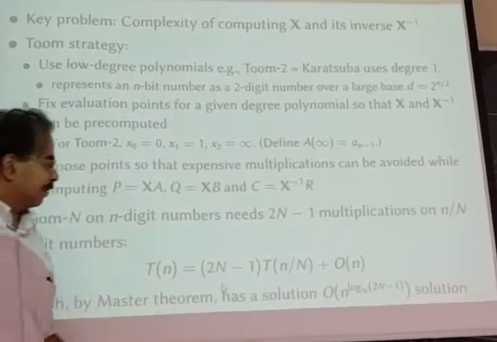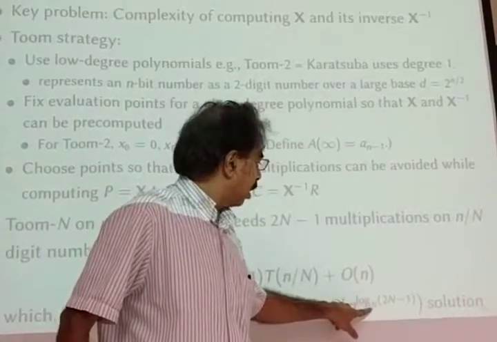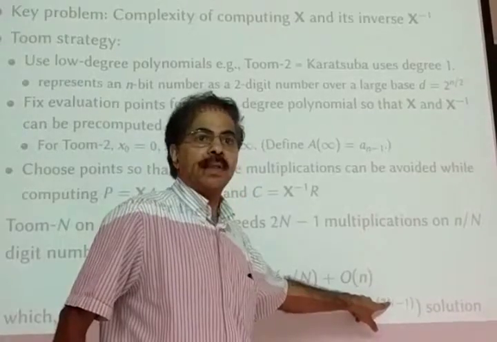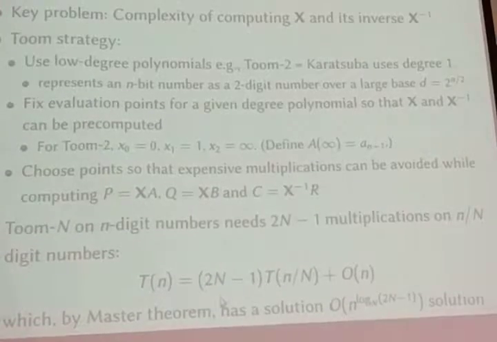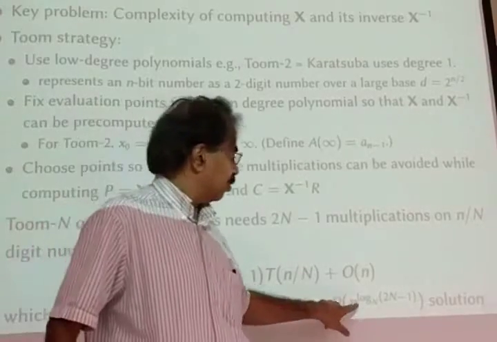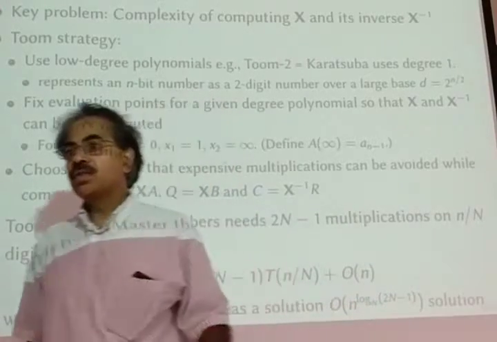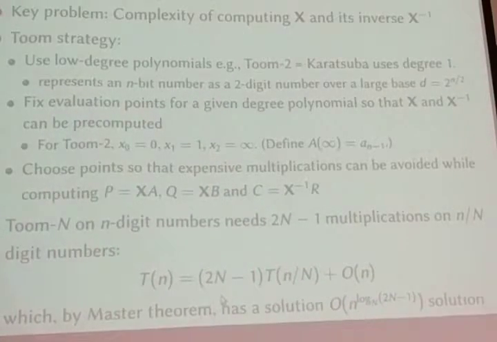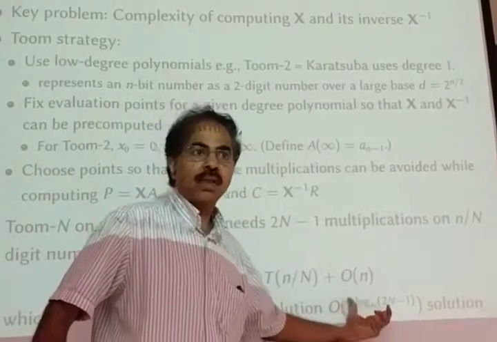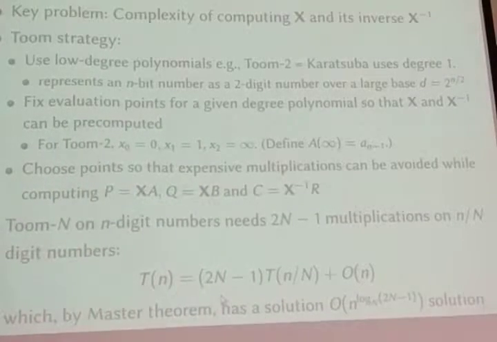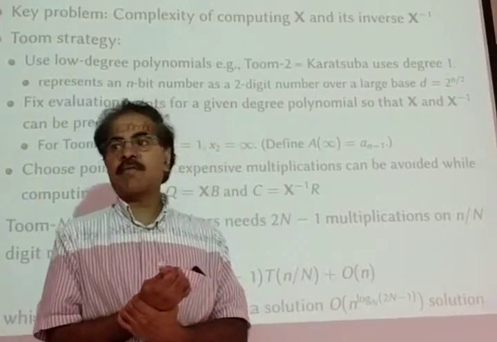So for instance, if capital N is 2, this one will be log base 2 of 3, okay? So if you recall the Karatsuba algorithm's complexity, it's exactly n to the power log base 2 of 3. So Karatsuba, which is Toom-2, or rather Toom with N equal to 2, gives you that complexity that we talked about before. But you can improve it by setting N equal to, let's say, 4.